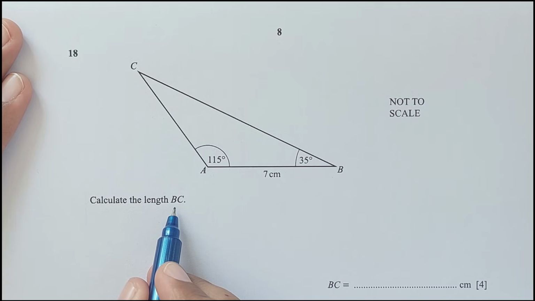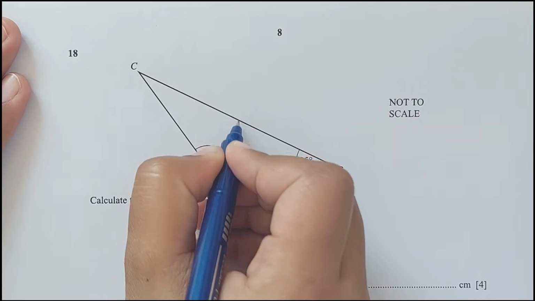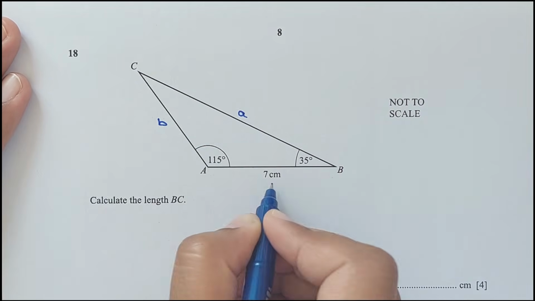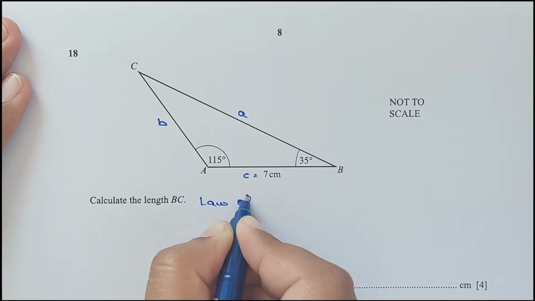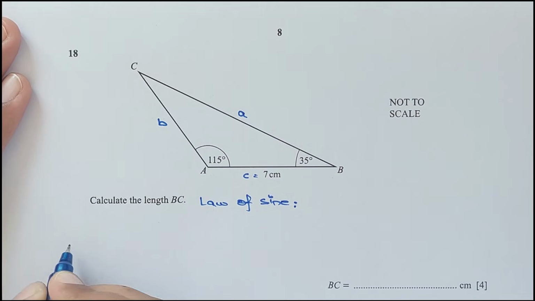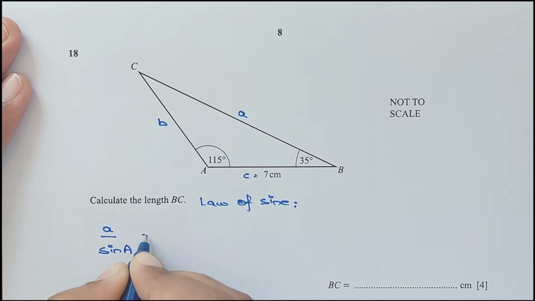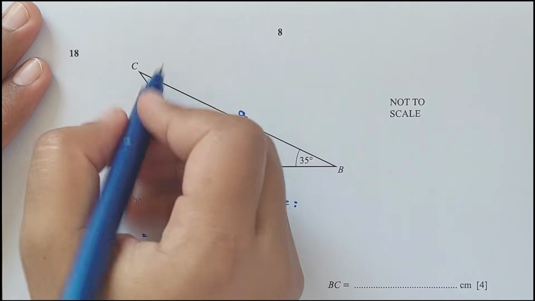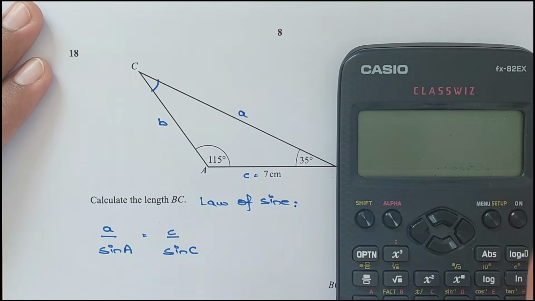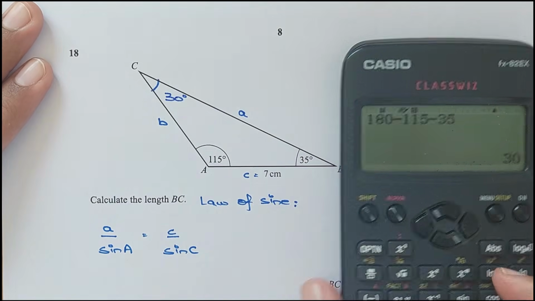Question number 18, calculate the length BC. B to C is this length. Angle A and the opposite side is a, angle B, this side is b, angle C, this side is c. Let me use the law of sines here. We have two angles and one side. We have to solve for a, because BC is side a over sine A, and we are given c over sine C. We don't have angle C. To get angle C, we need to do 180 minus 115 minus 35. This is 30 degrees.